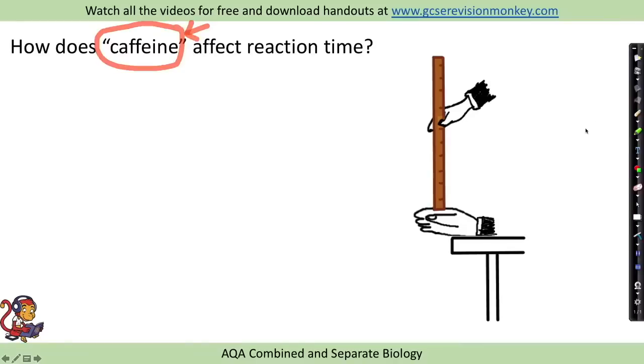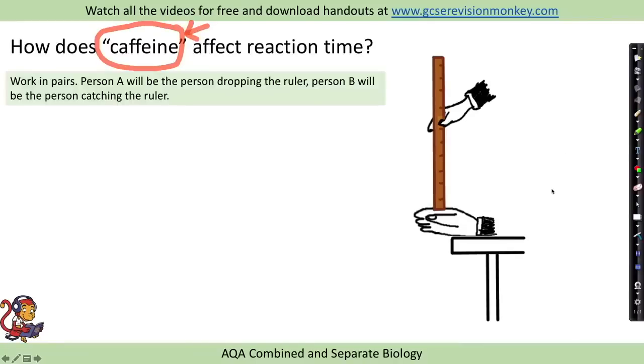So let's go through the method. First of all, you'd work in pairs for this practical. Person A will be the person who is dropping the ruler, and person B will be the person who is catching the ruler.